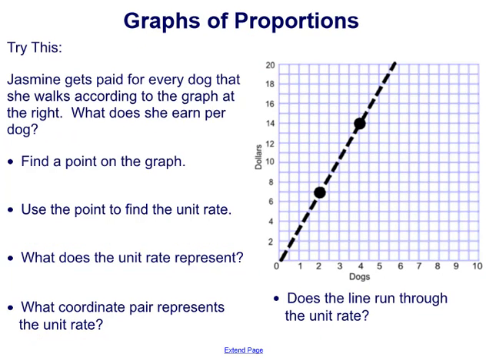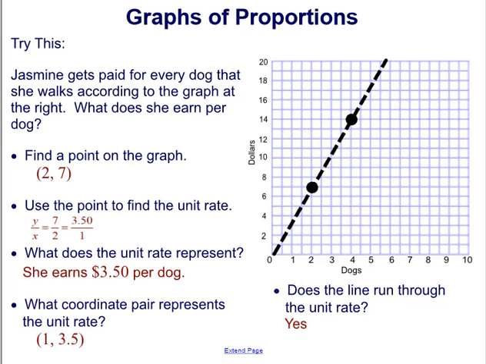Now let's try this. Jasmine gets paid for every dog that she walks according to the graph at the right. What does she earn per dog? So again, we'll go through each bullet point to answer that question, starting with finding a point on the graph. We'll use the point (2, 7) here, finding the point and using it to find the unit rate. We have y over x, that ratio, so 7 over 2, which is equal to 3.5 over 1.